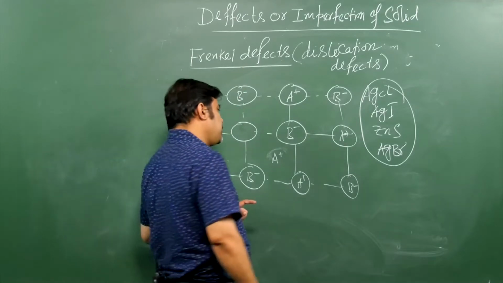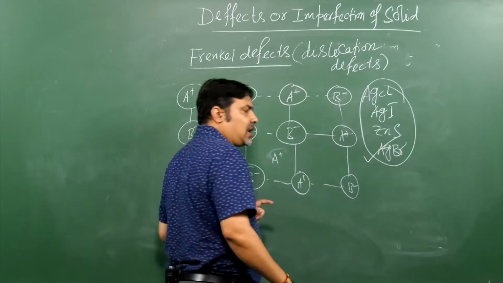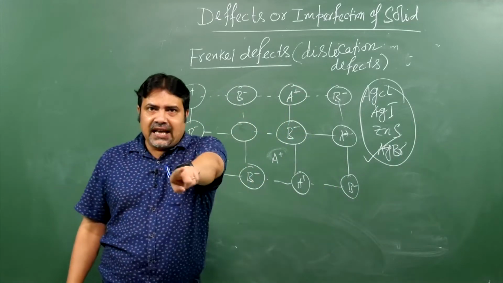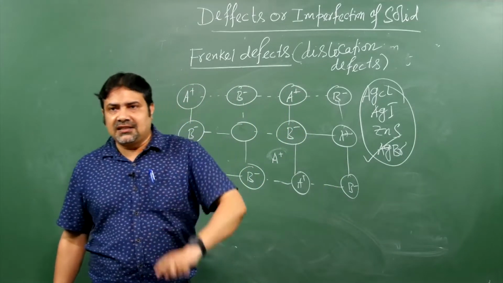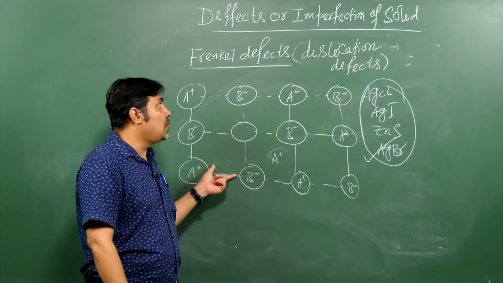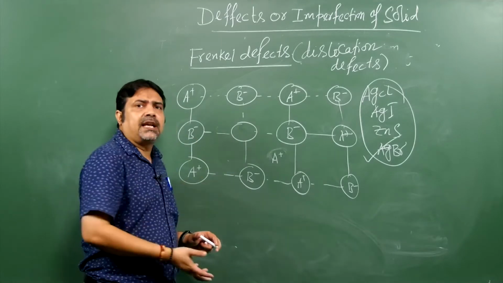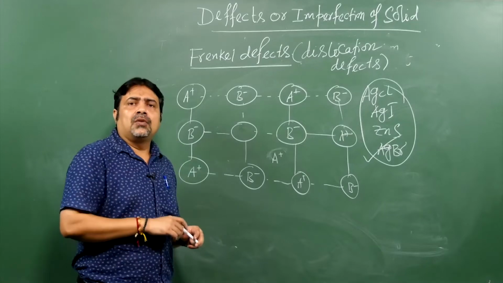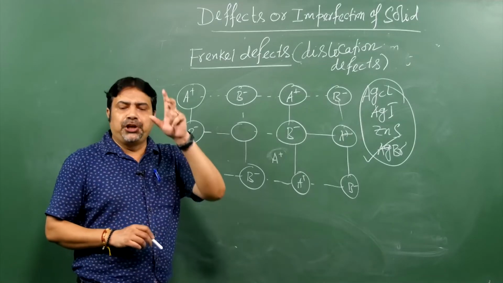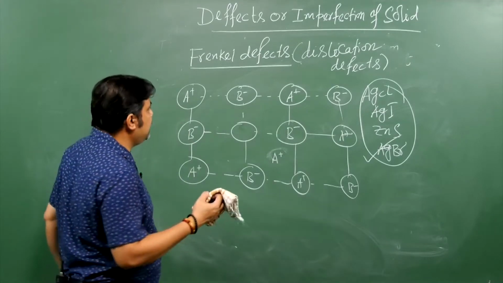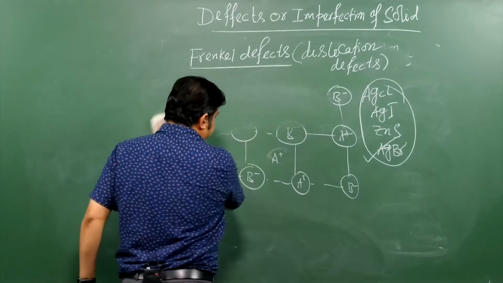Moreover, silver bromide is the one salt which shows Schottky defects as well as Frenkel defects. This silver bromide is the salt which shows Frenkel defects and Schottky defects. So this is about Frenkel and Schottky. Let us focus on what are called impurity defects.